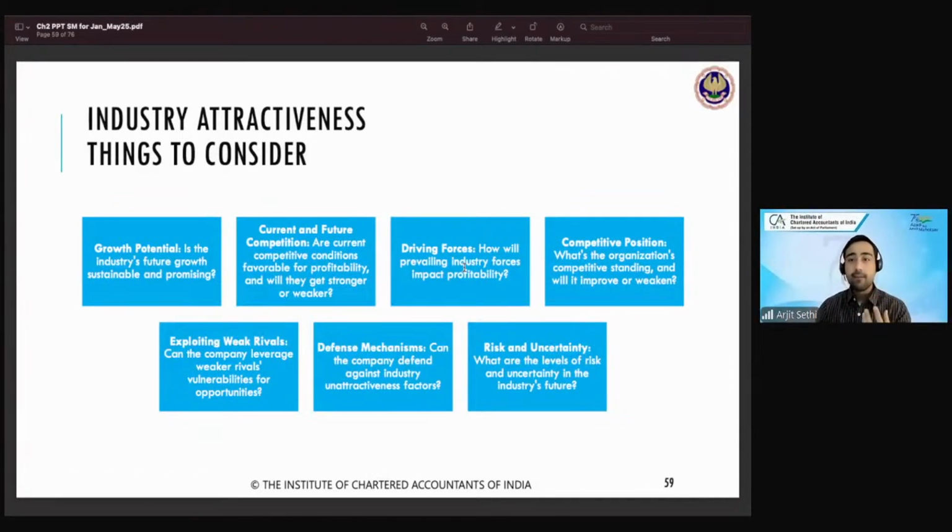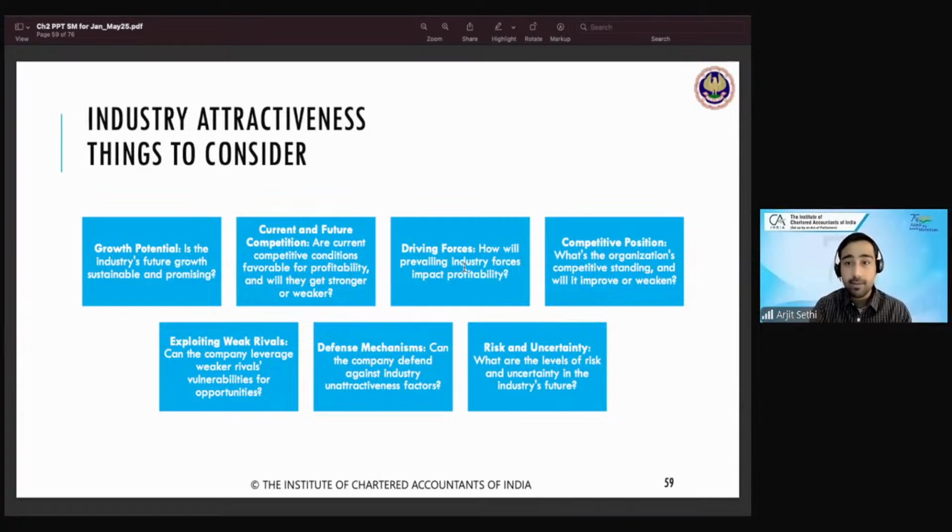If I'm making a smartphone for 20,000 rupees, I'm not even competing with the Samsungs and iPhones of the world. I'm competing with a OnePlus. I'm competing with an Oppo and a Vivo. My competitive position is there. I cannot be thinking of creating a product that beats iPhone when I'm making a 20,000 rupee phone. Not possible. Okay. Figure that out. Attractiveness, things to consider is competitive position.